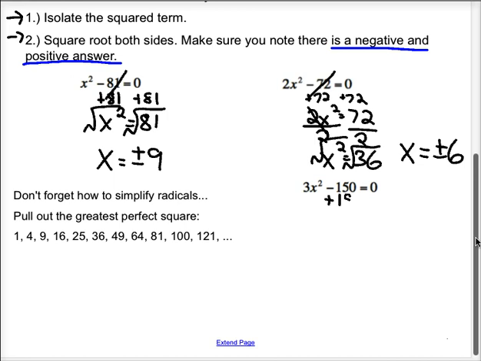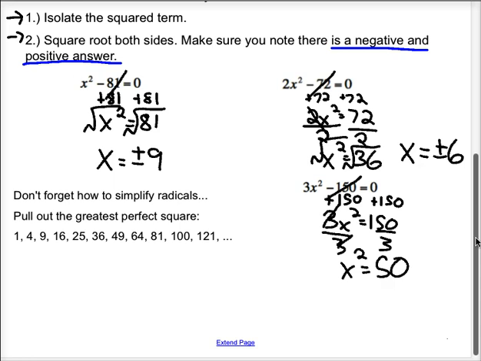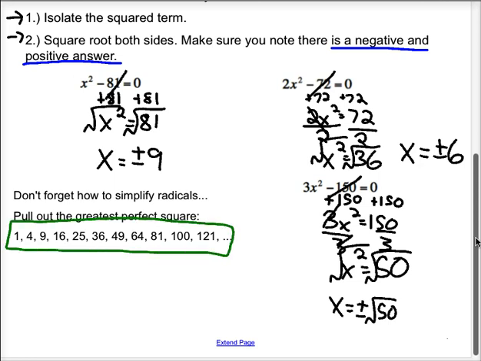Again, I still want to isolate that squared term, so I'm going to add 150 to both sides. Going to divide by 3, so I get x squared equals 50. So, when I take the square root of both sides, note this time, square root of 50 isn't a nice number. That's not a perfect square. So we need to remember a technique from Expo. Remember, we have a list of perfect squares. These are all the nice numbers that you can square root and still remain with an integer.